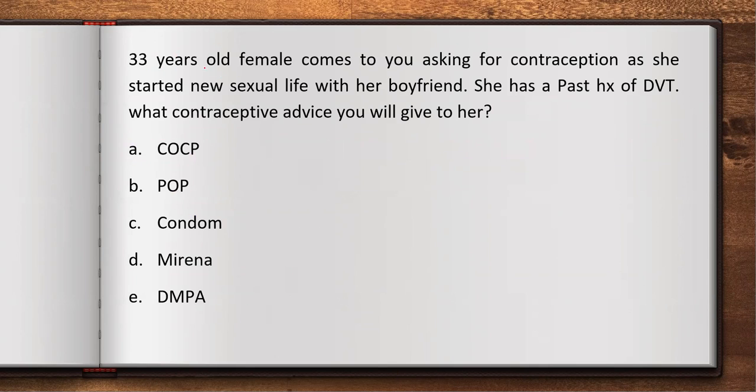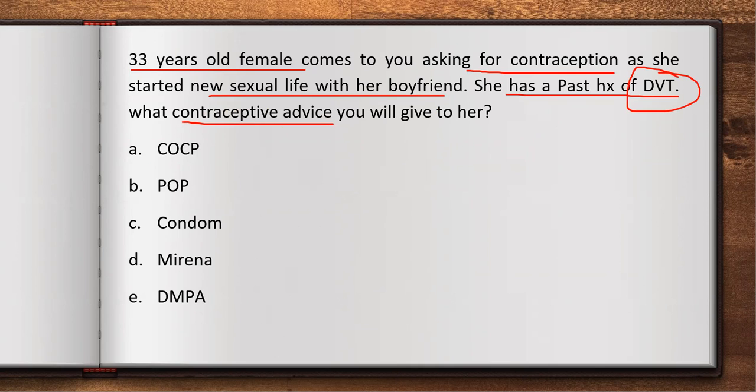Next, a 33-year-old female comes to you asking for contraception as she has started a new sexual life with her boyfriend. She has a past history of deep vein thrombosis. What contraceptive advice will you give to her? Whenever a contraceptive question comes, always choose the best, which is the best for her. For a 33-year-old female, the best is always Mirena.